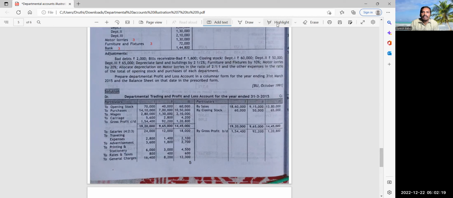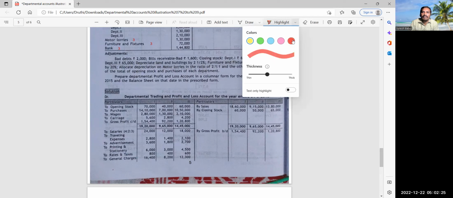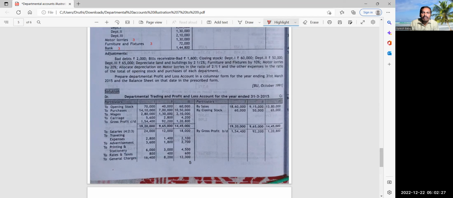So allocate depreciation on motor lorries in the ratio of 2:1:1, which they have set, correct? What did they say? The ratio they have given in which it is to be apportioned. What is this? Allocate depreciation on motor lorries in the ratio of 2:1:1. Okay? Right. So I have highlighted this, right?